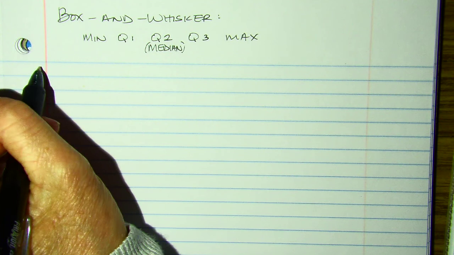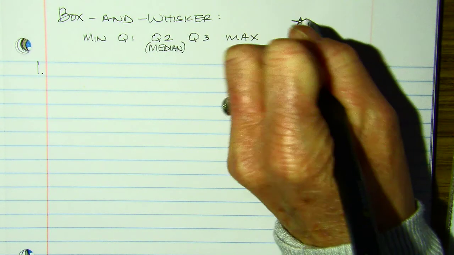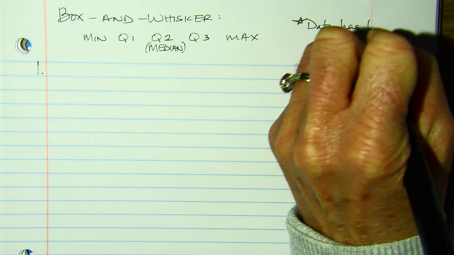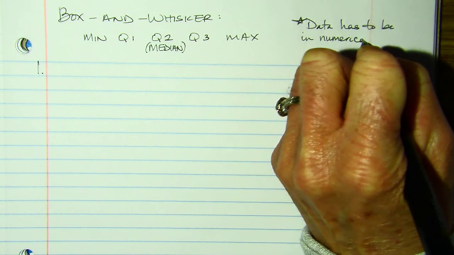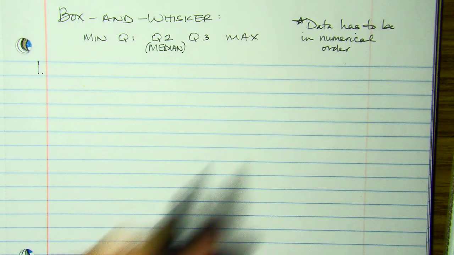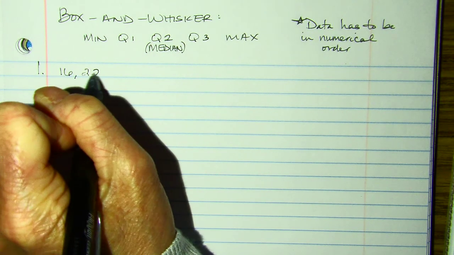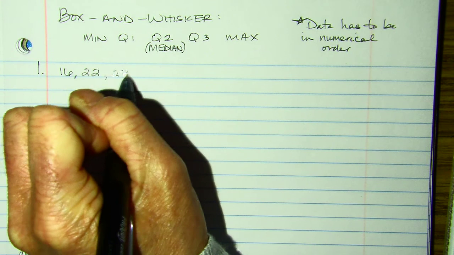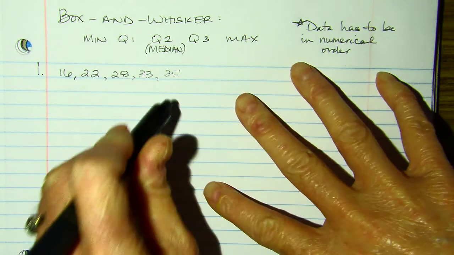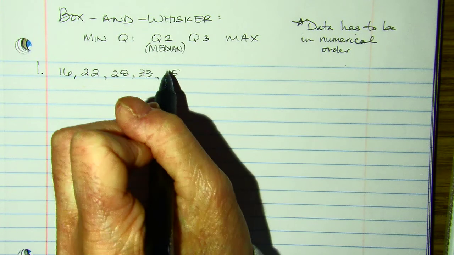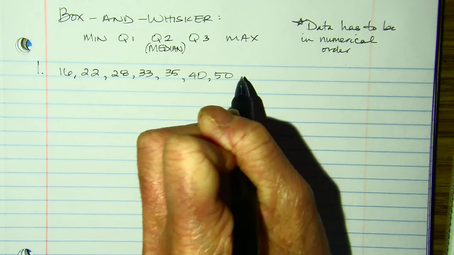So we're going to practice 2 of them. The first thing you must remember is that your data has to be in numerical order. So I'm going to list my data: 16, 22, 28, 33, 35, whoops, that should be 35, not 25. I have to have it in numerical order to find the median anyways, but you definitely have to, to build a box and whisker plot.